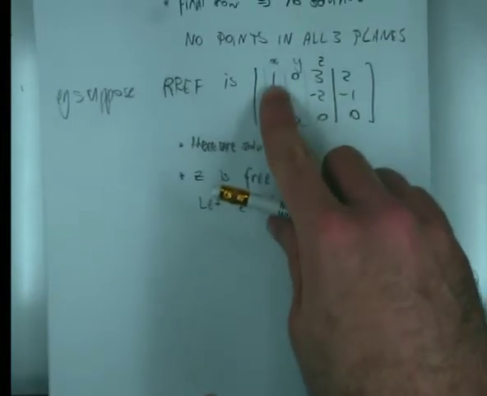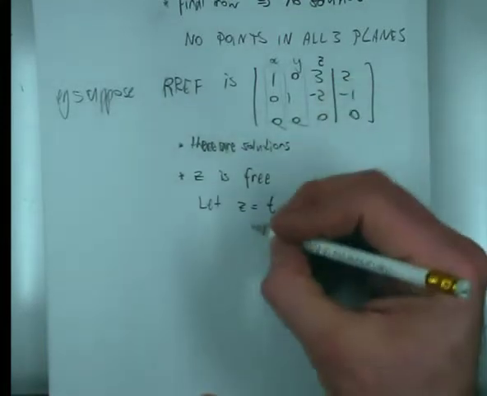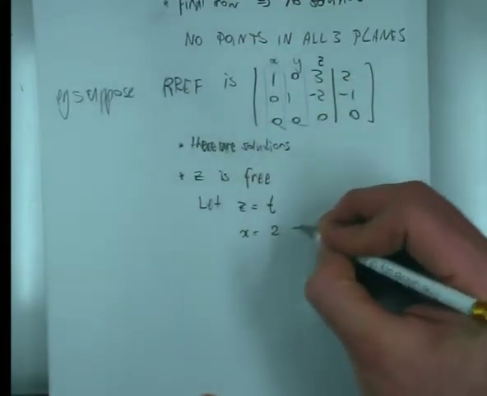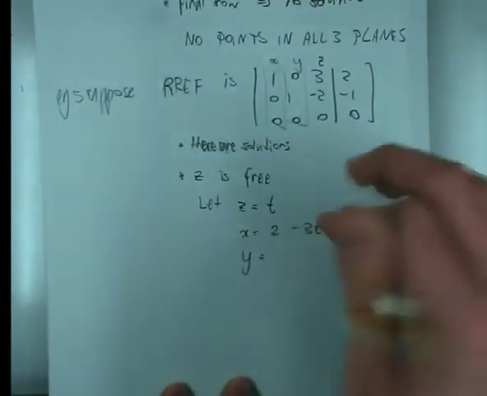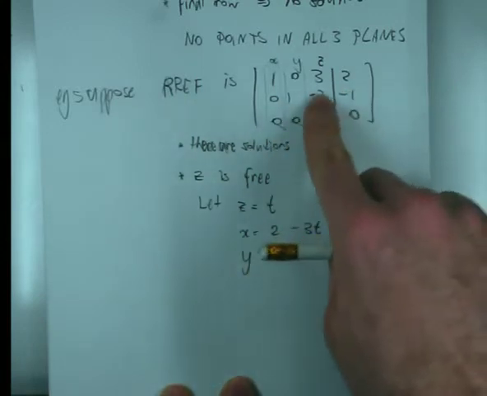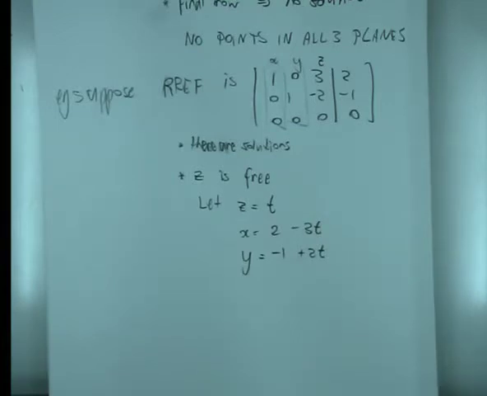So this first equation says that x plus 3z is 2. And so therefore I'm going to get that x is 2 minus 3z, but z is T. And y is minus 1 plus 2z. You can do that in multiple steps if that works for you. I've just done this for so long that I'm used to doing it all in one go.